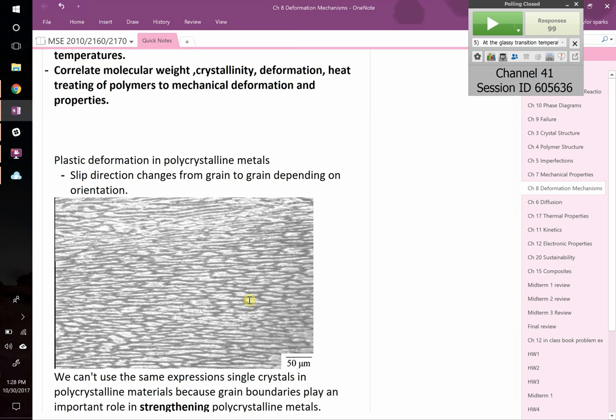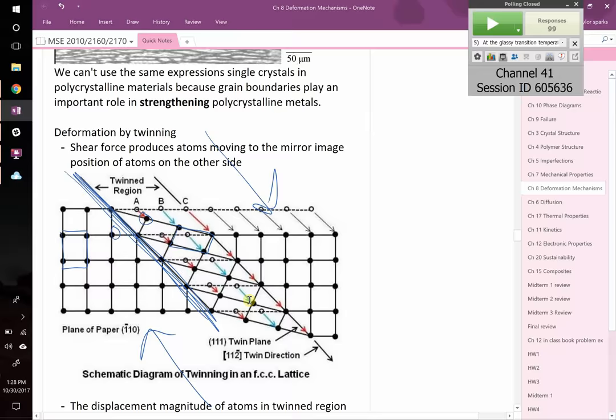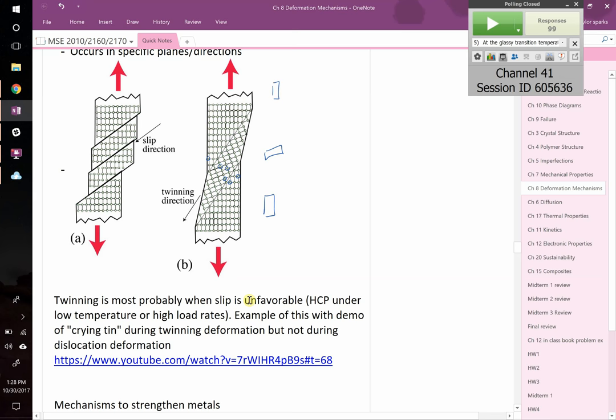Okay? Yeah, Arthur? Does twinning prefer any specific crystal? Twinning is preferred in HCP, right? Because it doesn't have as many slip systems. So if you have tetragonal or HCP, something with a small number of slip systems, a good guess would be that twinning will probably be favorable as opposed to dislocation motion. Okay? Should I keep going?